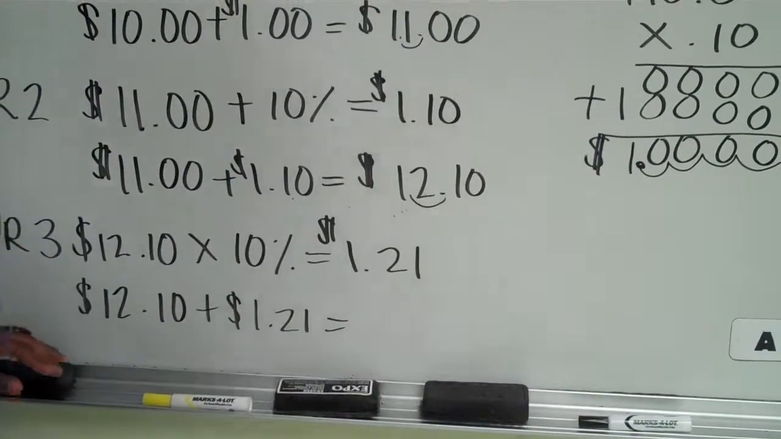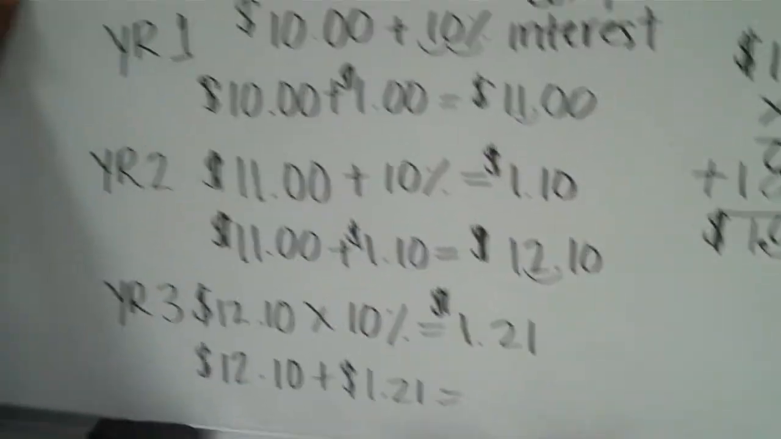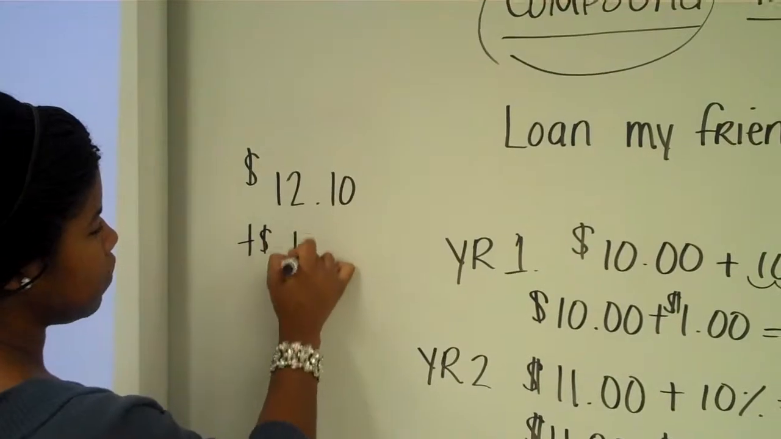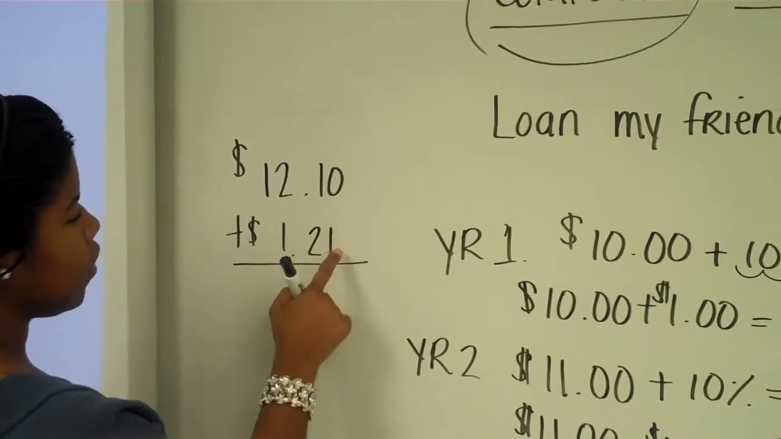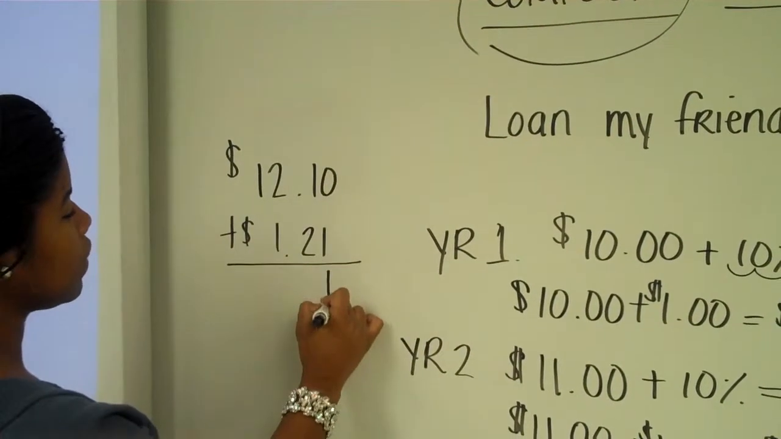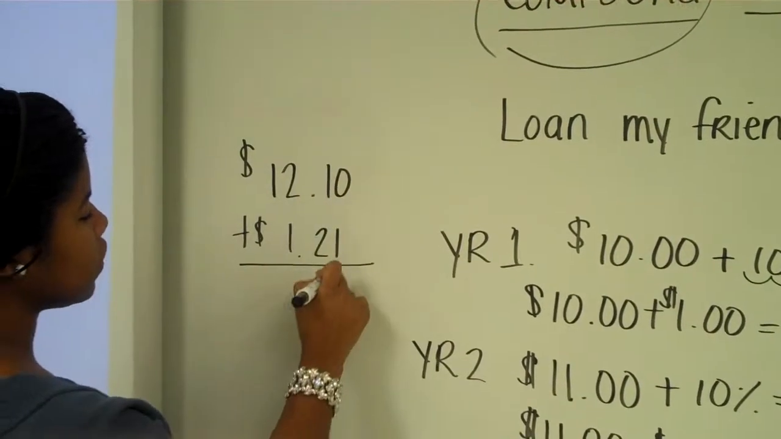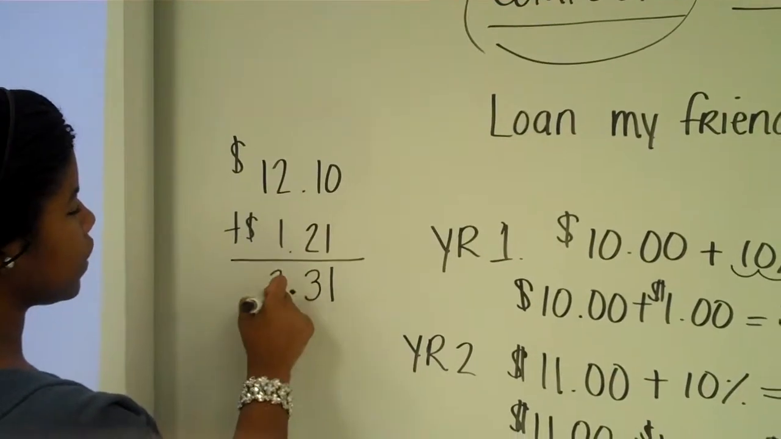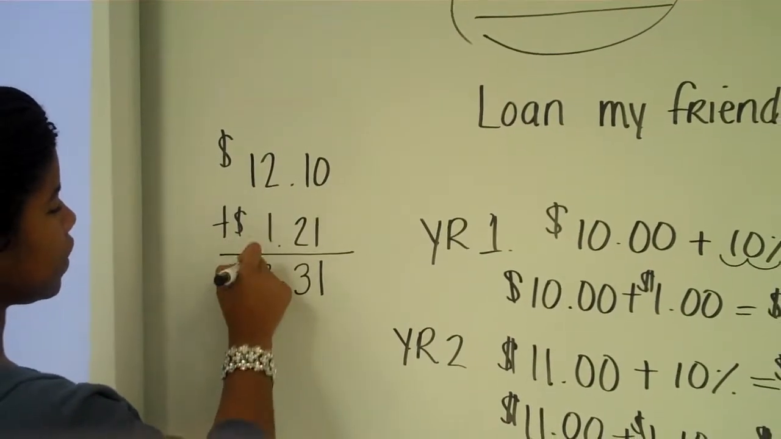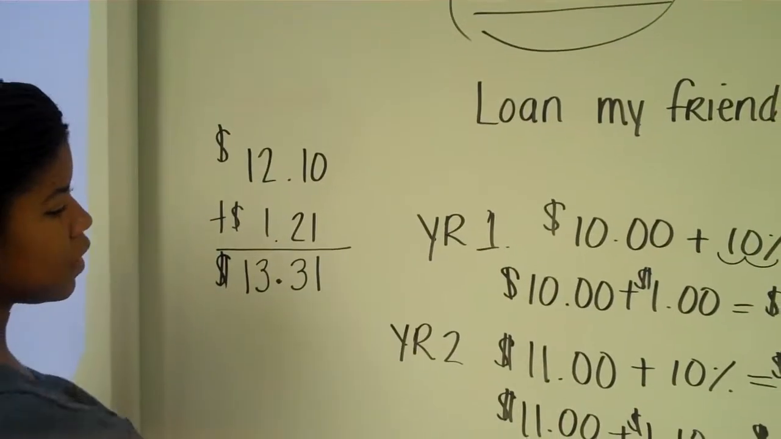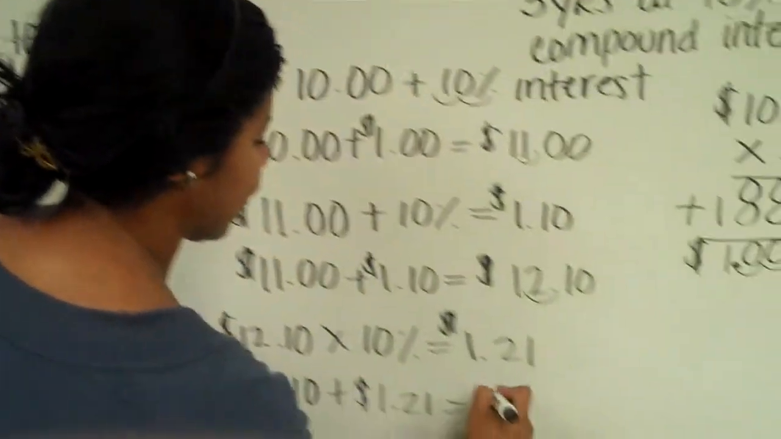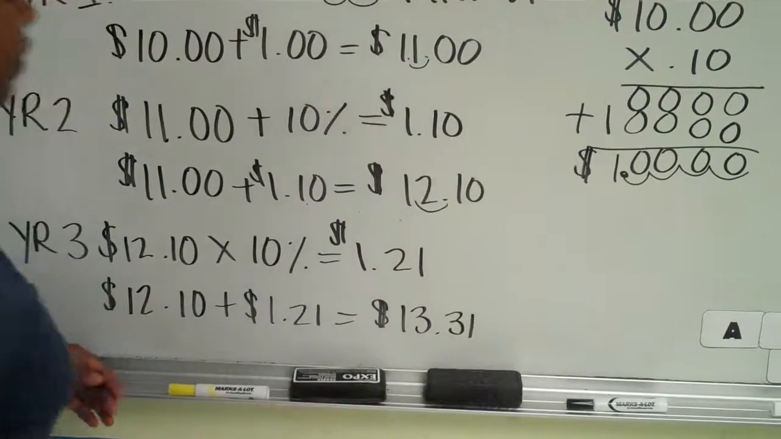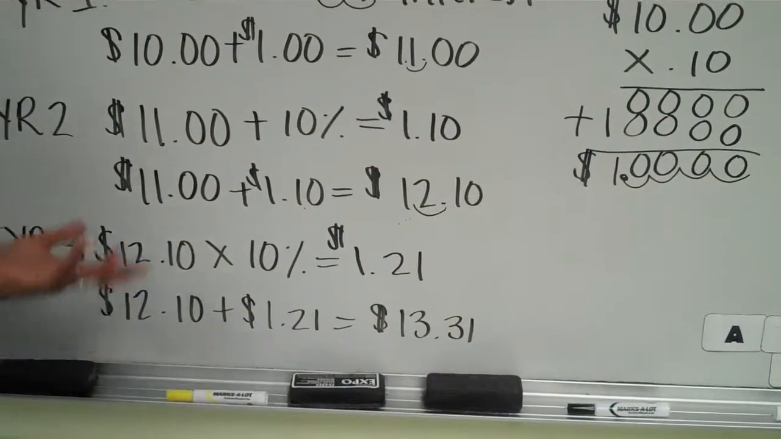So if we add that together, I'm just going to do my little addition problem over here, just like you would if you were at home. $12.10 plus $1.21. 1 plus 0, 1. 2 plus 1, 3. You bring your decimal down. 2 plus 1, 3. And 1 plus nothing is 1. So at the end of 3 years, she would have to pay me back $13.31. So of course, if let's say we decided to go to year 4.